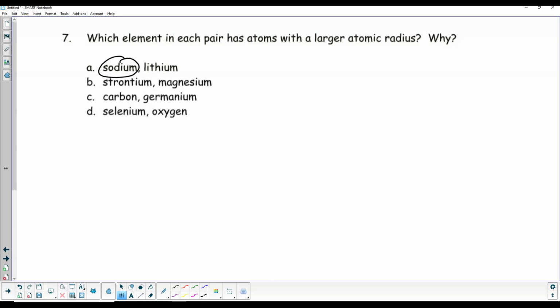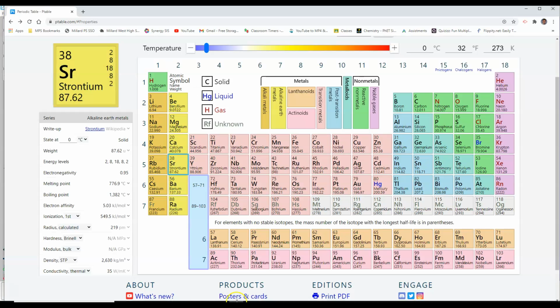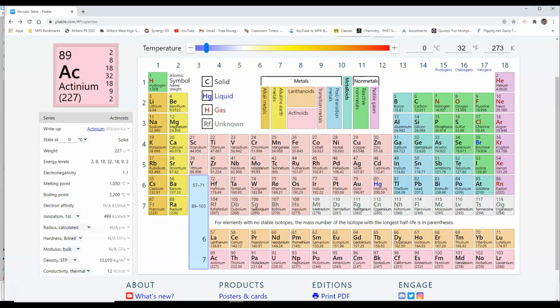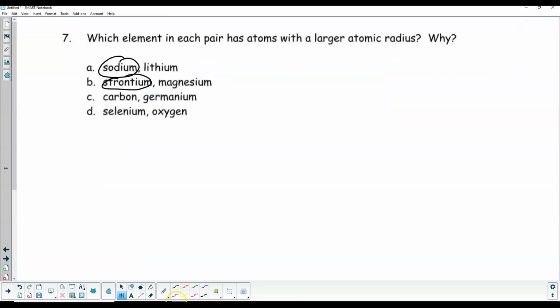Strontium or magnesium, let's take a look. Here's strontium, here's magnesium. Strontium has 5 rings, magnesium only has 3. Strontium is larger. Carbon or germanium? Okay, let's see. Here is carbon, here's germanium. Germanium has 4 rings. Carbon only has 2, so germanium is larger.